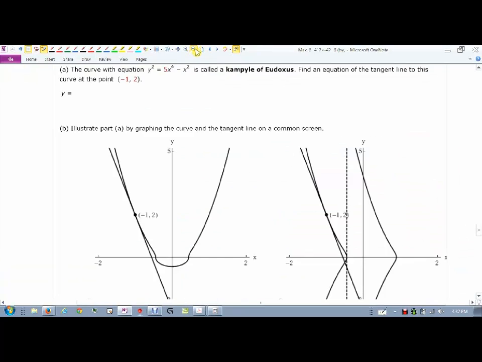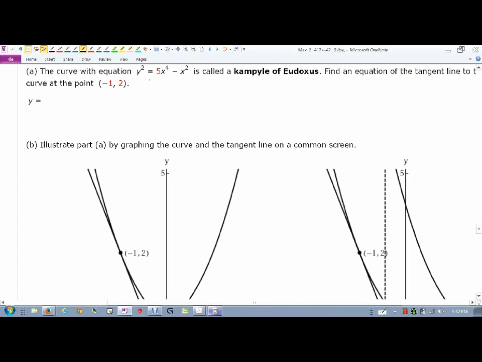Okay, for this one, you have the curve with this equation. It's called a Campbell of Eudoxus. Find the equation of the tangent line of this curve. So we've done this before. We need to find the slope of the tangent line, which means we need to find y prime. So let's go ahead and work on this. Let me zoom in a little bit.